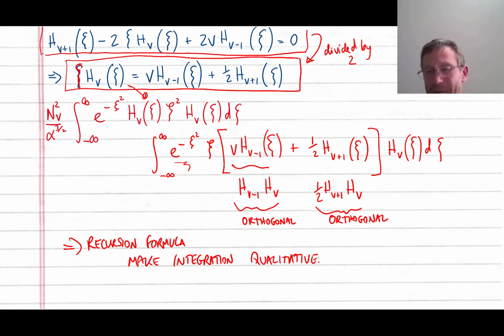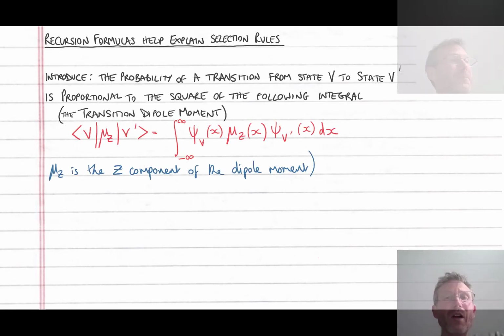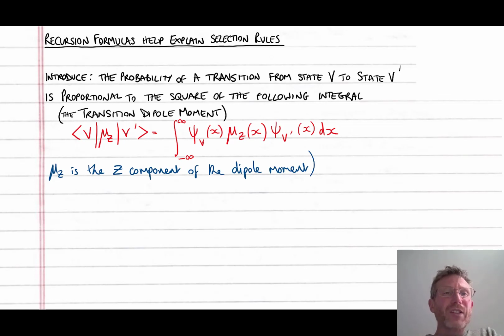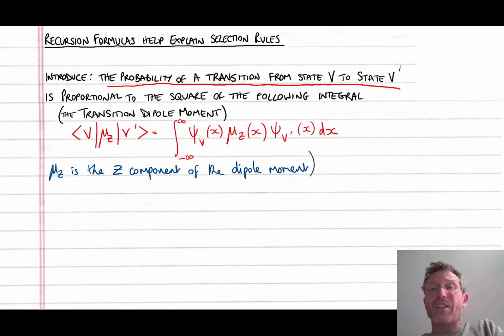Okay, and the last point that I wanted to get to: in this final section we're going to talk about how recursion formulas help explain something I introduced quite arbitrarily a few slides ago, and that is selection rules. Before we go into this, I'm going to plant a new seed and introduce the idea that the probability of a transition from a state v to a state v prime is proportional to the square of the following integral.